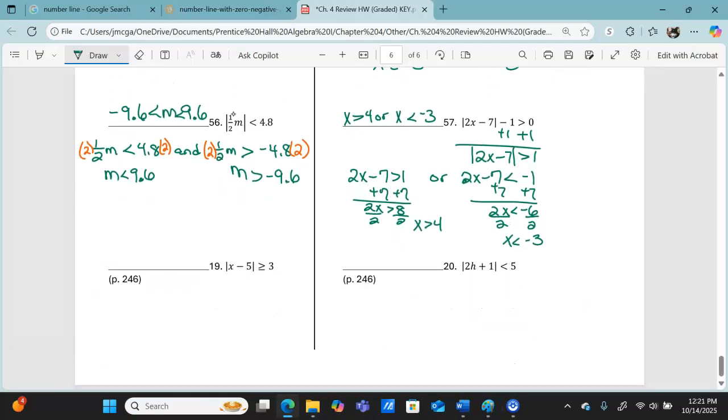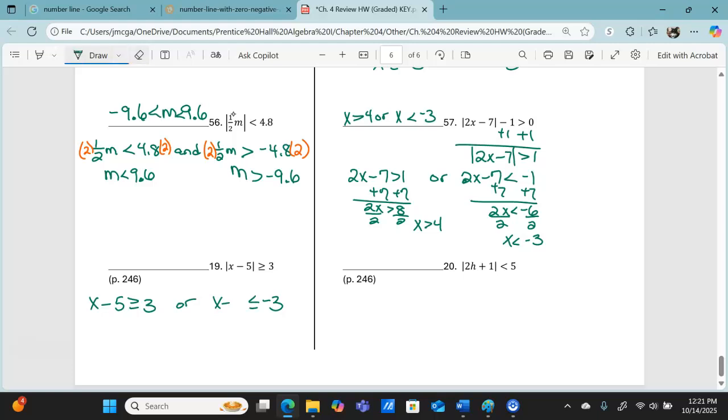And then our final two, for number 19 on page 246, we have a greater than. We are isolated on our absolute value, so I don't have to worry about that first. We have a greater than, so we're going to connect these with an or. So we separate them into two inequalities, greater than or equal to 3, or guts of the absolute value, change the direction of the inequality, change the sign of the answer.